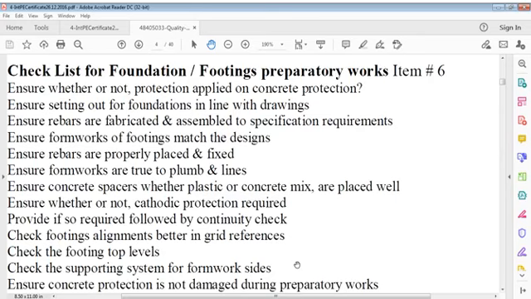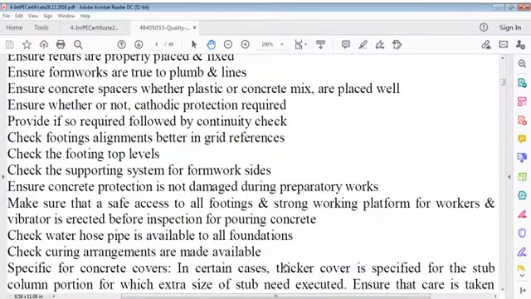Ensure whether or not cathodic protection is required. Provide if so required, followed by a continuity check. Check footing alignments with grid reference. Check footing top levels. Check the supporting system for formwork sides. Ensure concrete protection is not damaged during preparatory works.